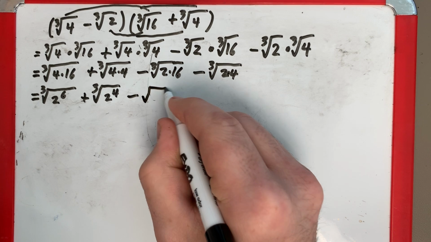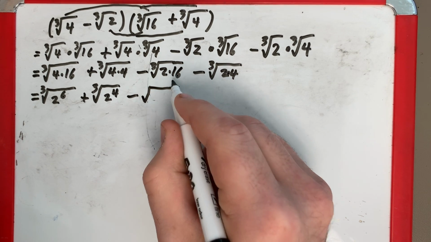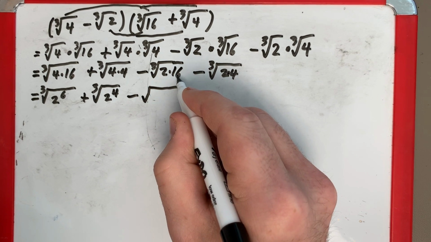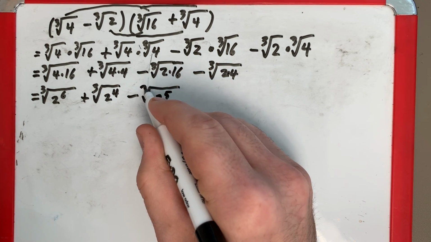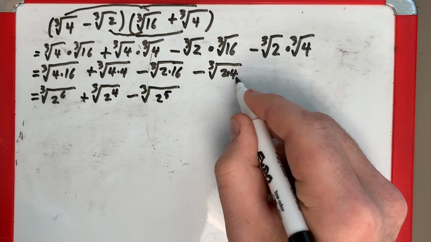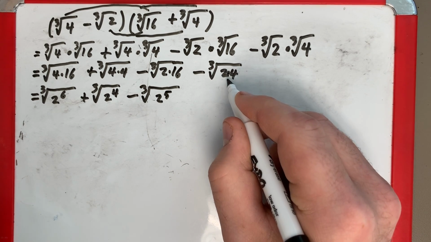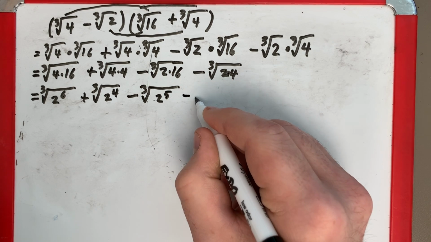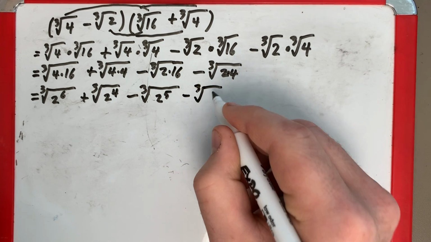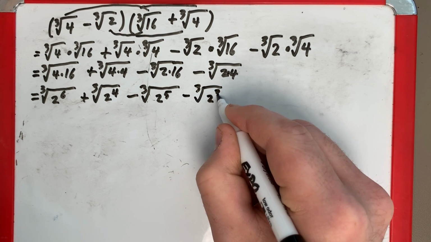So I have cube root of 2 times 16, so how many 2's do I have in total? 16 has 4 2's, and I have this extra 2, so I have 2 to the 5th inside this guy. And for this one, I have 2 times 4, or I'll have 3 2's in this guy. So I have cube root of 2 to the 3rd in this case.